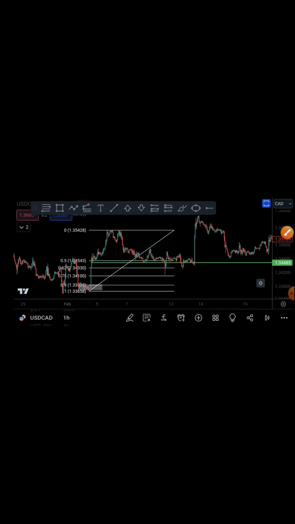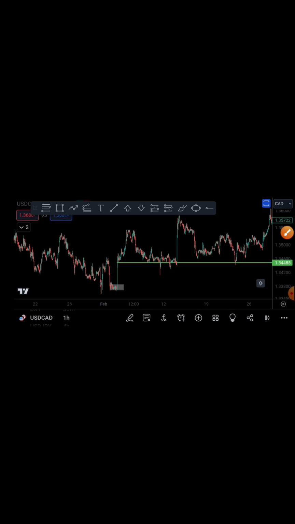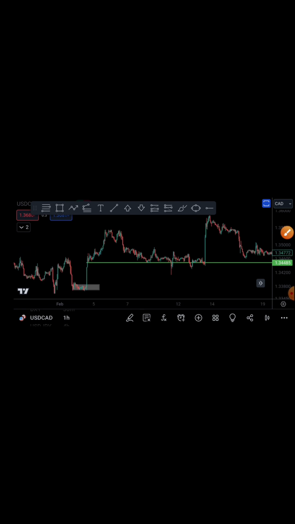Now, first off, my confluence is this. Let me remove this fib so we have a clear picture of what we are doing. First off, you can see a fair value gap. There's a gap here, and that gap must be filled. That's the first thing. But the market can do whatever it wants. Do you understand? So what did the market do?